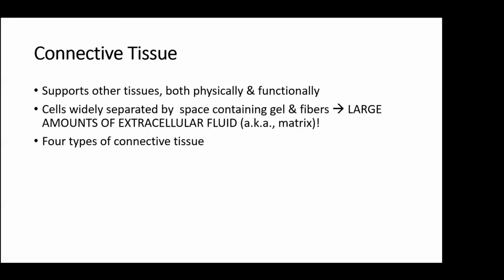Connective tissue is filled by a lot of extracellular fluid. So extracellular, outside the cells. And we'll often call this extracellular fluid in a connective tissue the matrix, because this extracellular fluid is also going to contain some structure. So it is going to give shape to this tissue from outside the cells. We do break connective tissue down into 4 types, and they're going to look pretty different. But all of them are going to have these widely spaced cells.